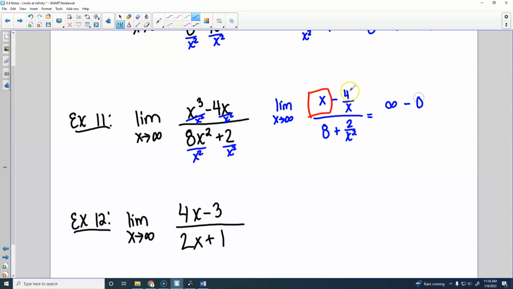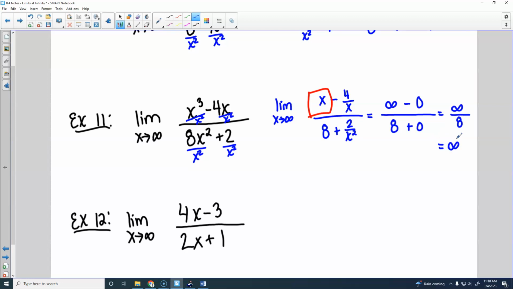What about the 4 over x? That is 0, number on top, variable on bottom. What about my 8 right here? That just stays 8. What about the 2 over the x squared? 0. So I've got infinity divided by 8. It is just infinity.